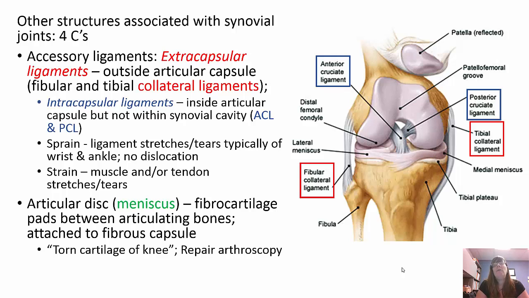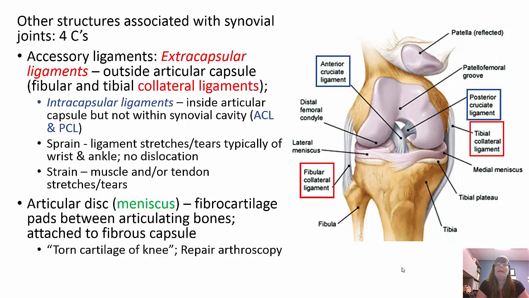So the knee has 4 ligaments that are very important, especially if you're going to go on to nursing or anything like that. So they're called the 4 C's. So extracapsular, outside that capsule, you have what are called the collateral ligaments. They're the tibial and the fibular, and you can see them outlined in red on the picture. And again, fibular, obviously by the fibula, and the tibial is by the tibia. So fibular by the fibula, tibial by the tibia.